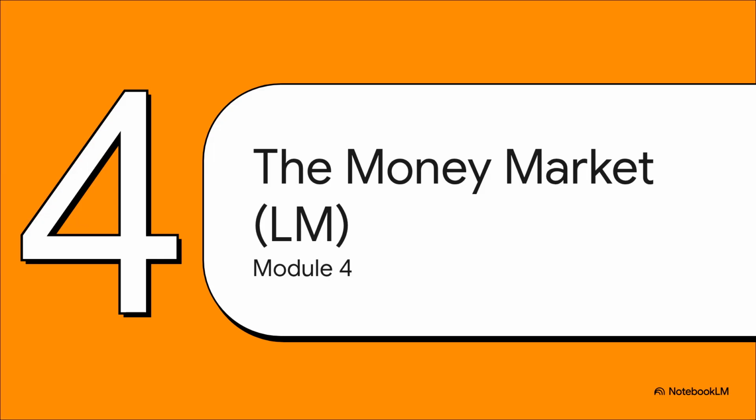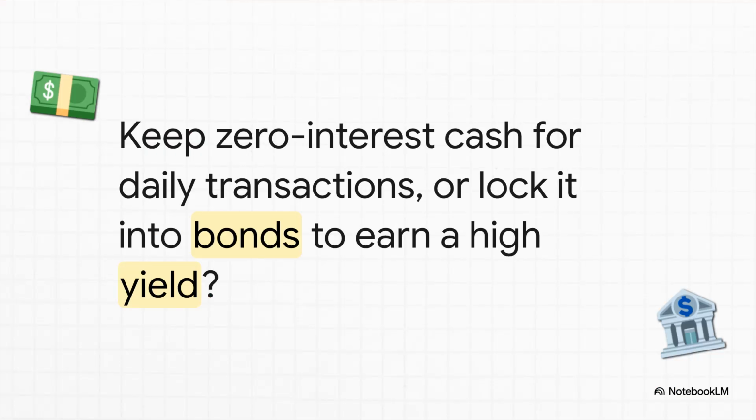Module 4, the money market, or the LM curve. Time to step out of the goods market and enter the realm of the central bank. So the IS curve gives us the goods side of the equation, but we still don't know what actually sets the interest rate, right? To find out, we have to look at money itself.